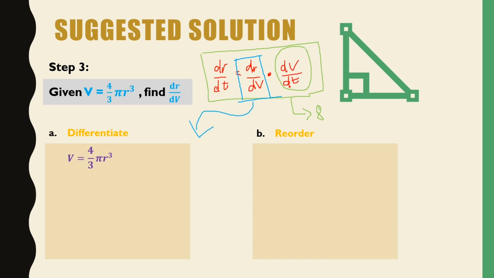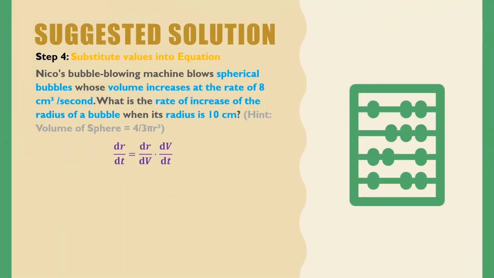Firstly, it was given that the volume of a sphere is V equals 4 over 3 pi r cubed. We have to differentiate that, and you would get 4 pi r squared. But remember, this is dV over dr, and we need dr over dV. So we can reorder it, and when we reorder it, we'll get 1 over 4 pi r squared.